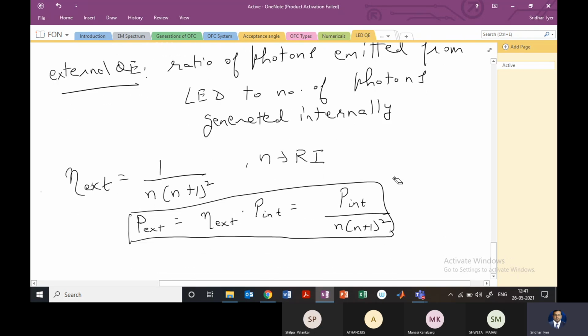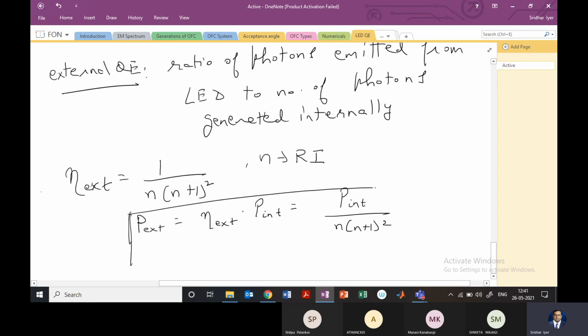You must be wondering, what is this refractive index? Where does that come into the picture? This we'll discuss when we talk about the laser. You'll see that this active region, the cavity, is supposed to have a particular refractive index, and based on that we can calculate the external power. So there are numericals based on that.